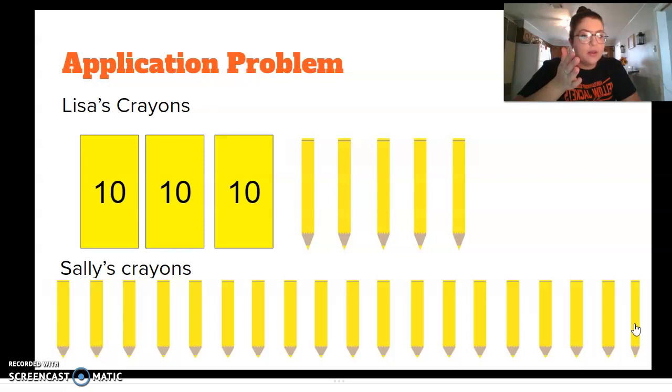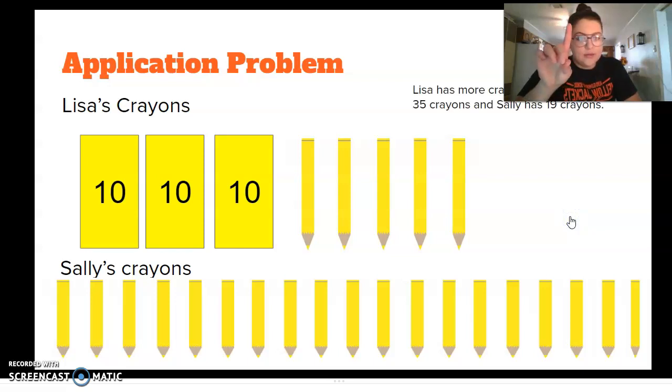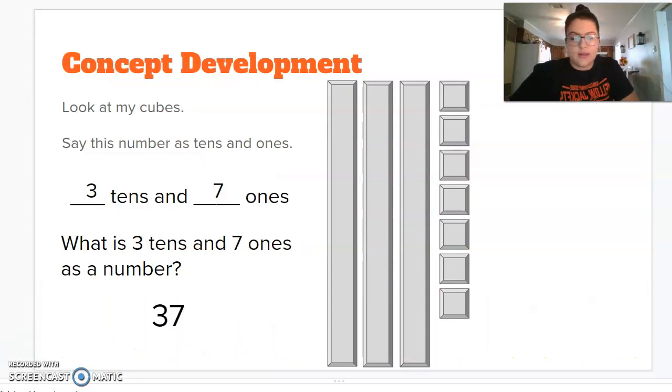So, who has more crayons? Well, with counting them, we know that Lisa has more crayons because we counted 35. Sally has 19. Even though it may look like Sally has more crayons because it takes up more of the screen, these boxes of 10 are way more than all these single crayons, right? So we've read it, we have drawings for it, now we're going to write about it. Lisa has more crayons than Sally. Lisa has 35 crayons and Sally has 19 crayons.